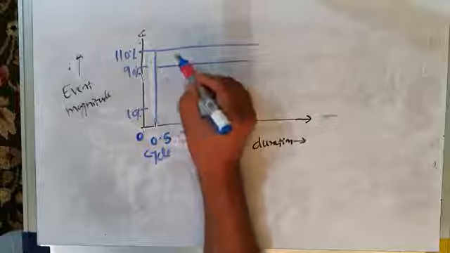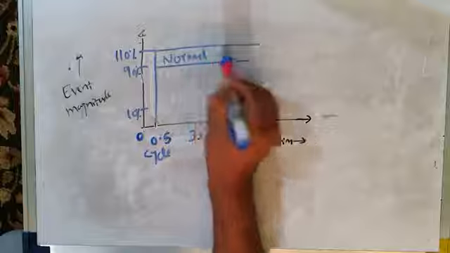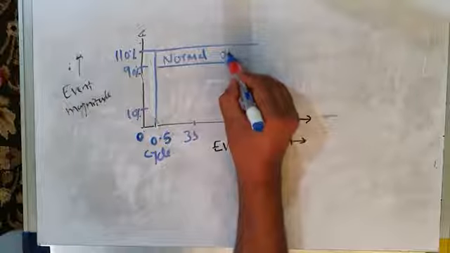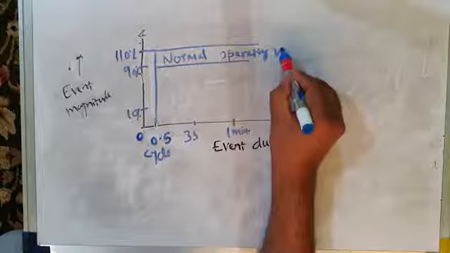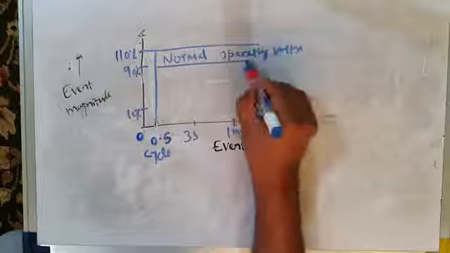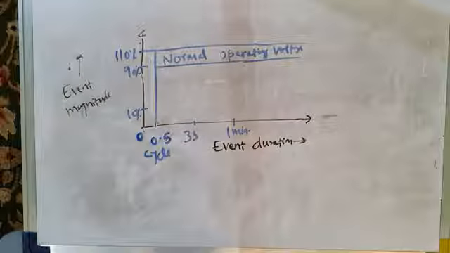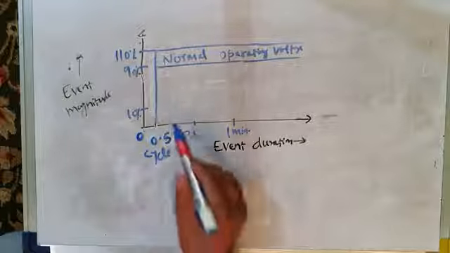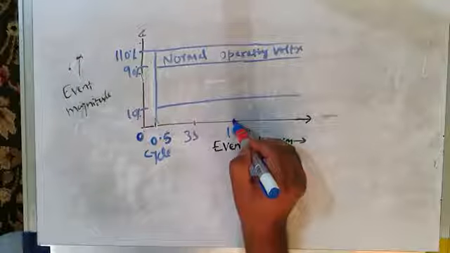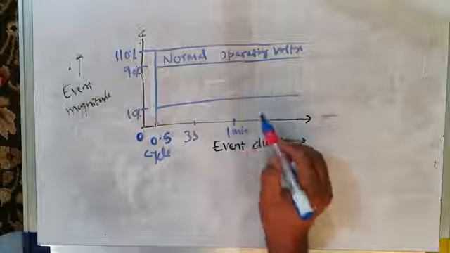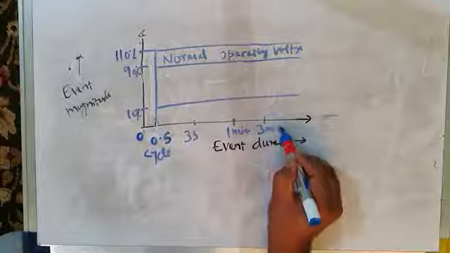This is normal operating voltage. Normal operating voltage is between 90% and 110%. Okay. Then you have this. This is 1 minute. This is 3 minutes here.